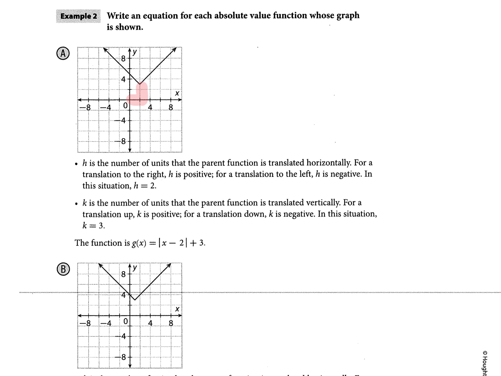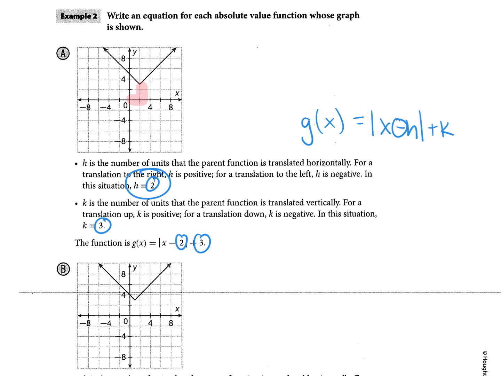So you can see that the function is g of x equals x minus 2, because h is 2, plus 3, because k was 3. Remember, we're using that function x minus h plus k. So we have that negative there, even though h is positive, it's part of the function.